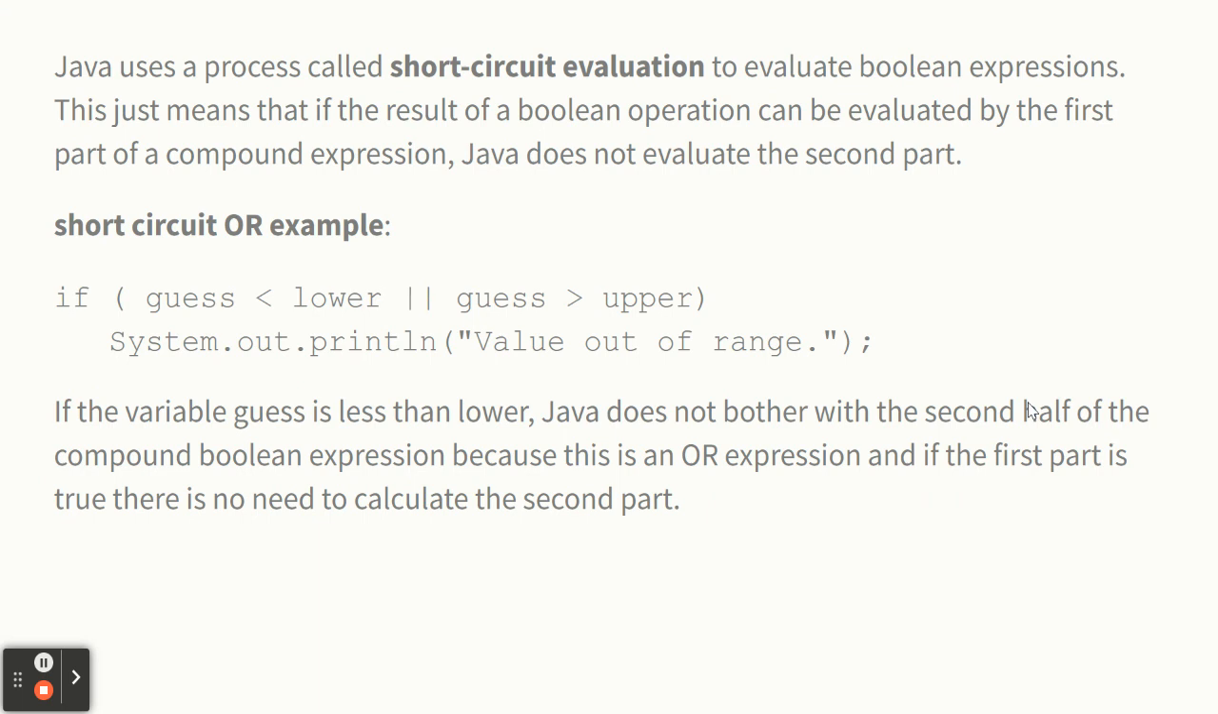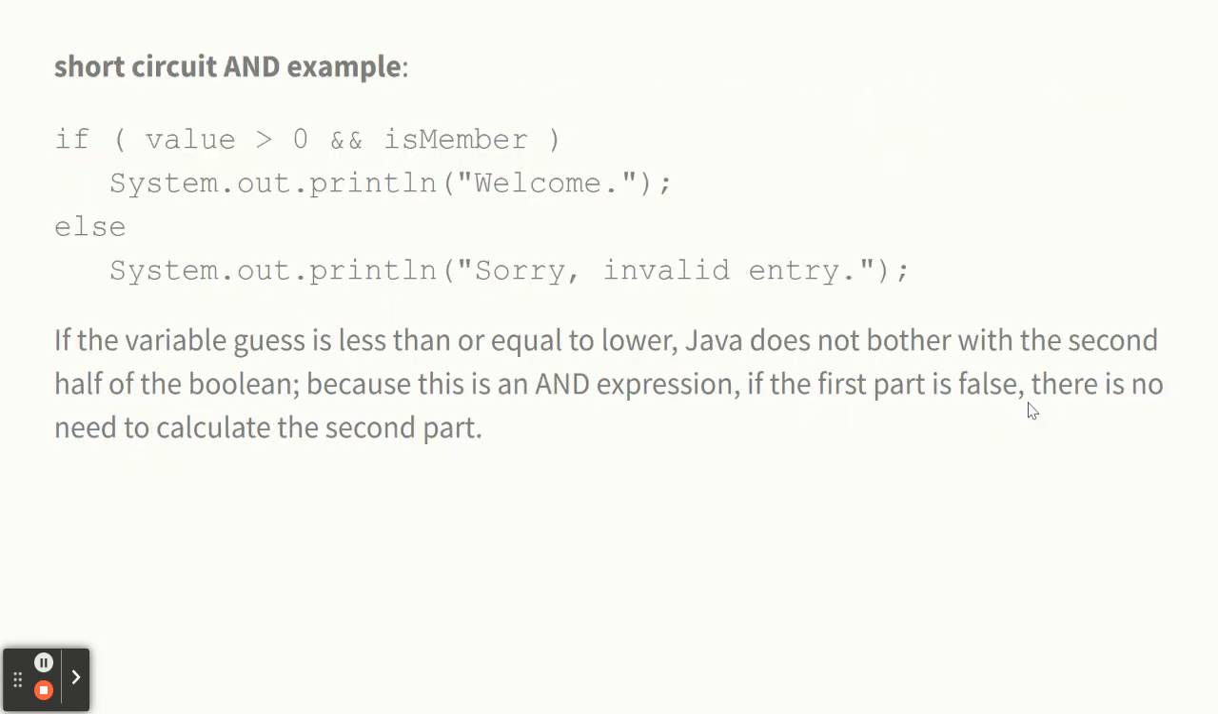Now, if the first one wasn't low, if it wasn't below lower, then it has to check the other one. But in a situation of an or, if the first one is already true, Java stops, doesn't keep going. That's an or example. Now, with an and, it's more of the opposite. If the first one is already not going to work, then it doesn't bother checking the second one because they both have to be true in an and.